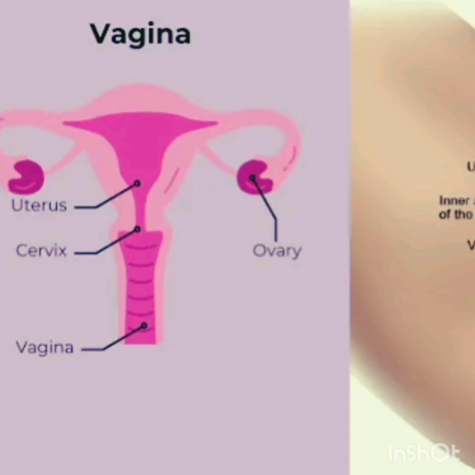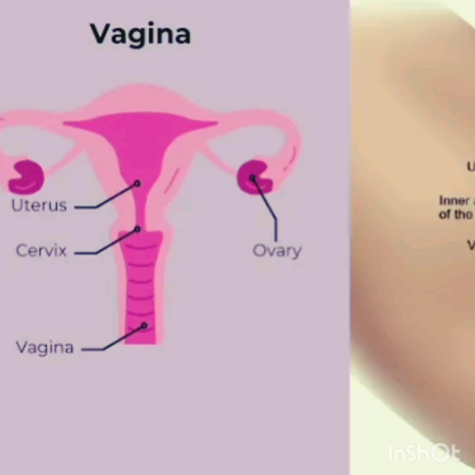First of all, we have the vagina, the ovary, the uterus, and the cervix. I'm going to talk about the vagina, its anatomy and physiology, and the outer part of it. What is the role of the vagina? The vagina is the birth canal for a child.